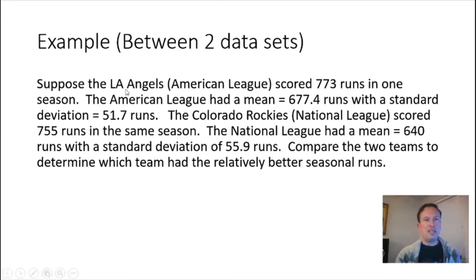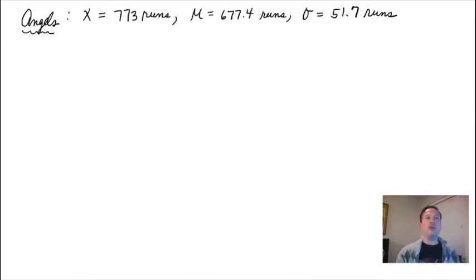So you figure the Angels had 773 runs. The Rockies had slightly less, 755 runs. But that won't necessarily mean that the Angels did better than the Rockies. Watch.